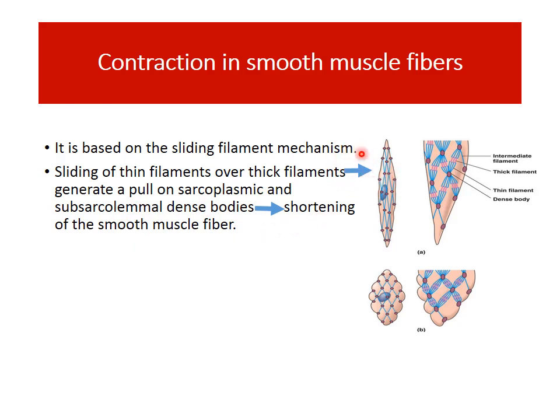Again, contraction in smooth muscle fiber is based on the sliding filament mechanism. Sliding of thin filaments over thick filaments generates a pull on the sarcoplasmic and subsarcolemmal dense bodies. Then shortening of the smooth muscle fiber, then muscle contraction.